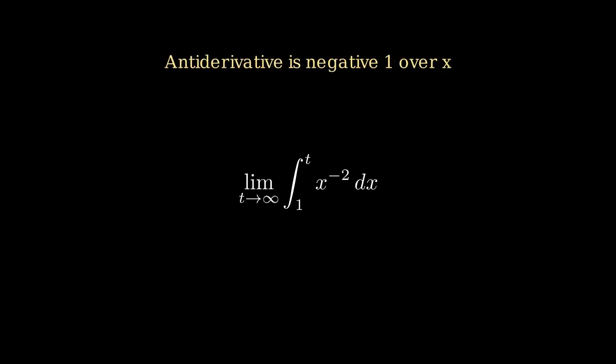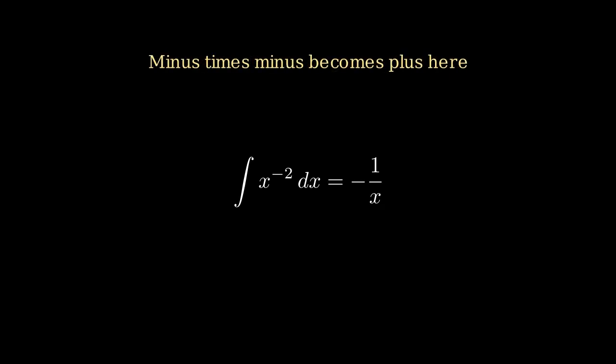Next, we find the antiderivative of x to the minus 2, which is minus 1 divided by x. Now we evaluate this antiderivative from 1 to t. That gives us minus 1 divided by t minus the quantity, minus 1 divided by 1. Simplifying, that's 1 minus 1 divided by t.